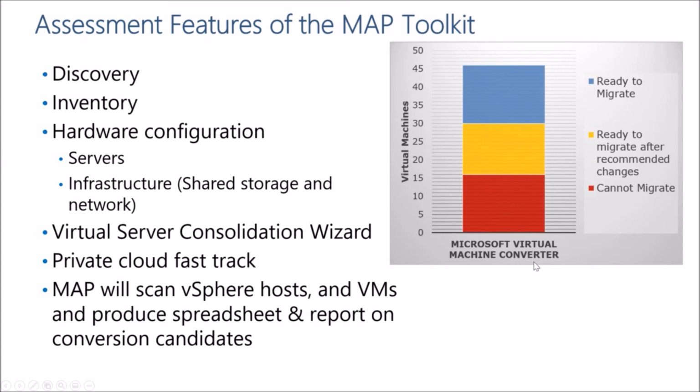The MAP tool will also scan your vSphere host. So vSphere, if you remember, is VMware, and the vSphere hosts are the ESXi, and then their VMs, to produce a spreadsheet and report on the conversion candidates. And that's what we're displaying here.